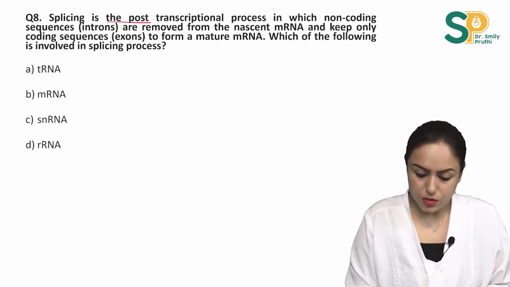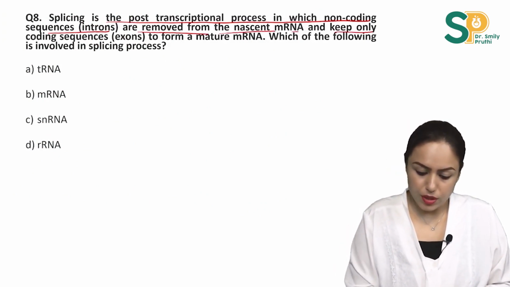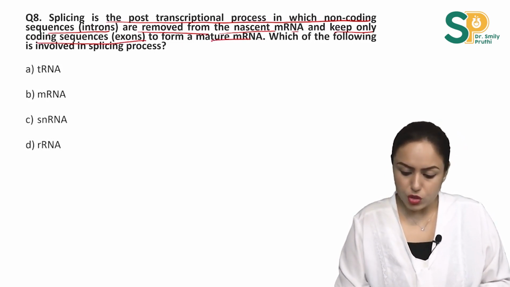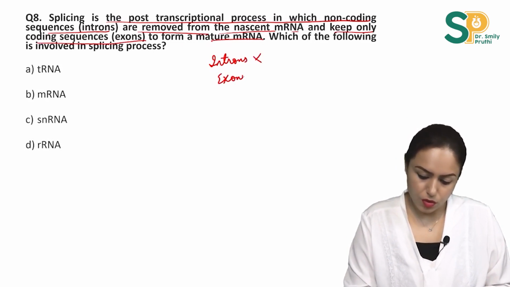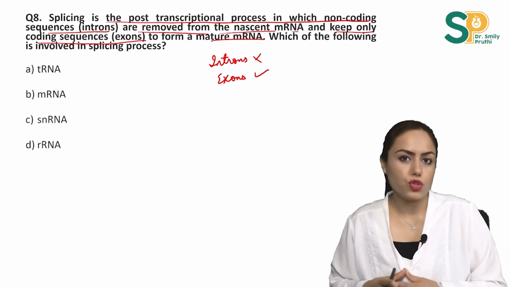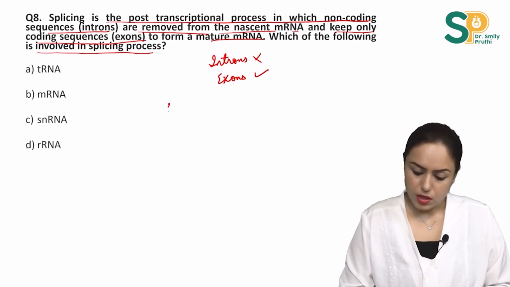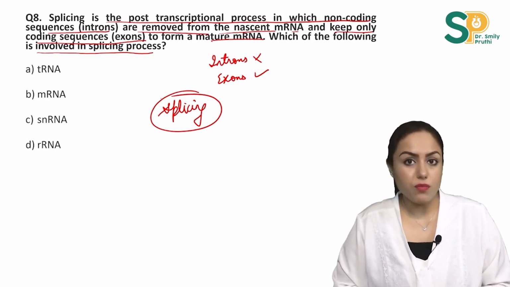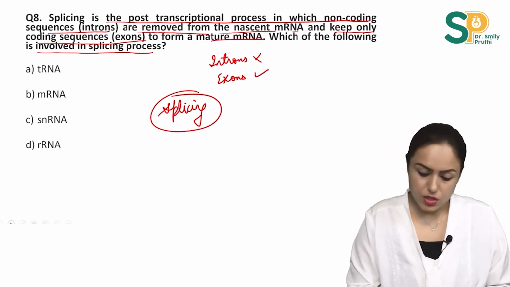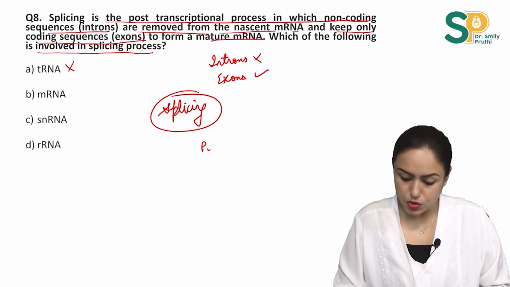Splicing. Splicing is a post-transcriptional process in which non-coding sequences are removed from nascent mRNA and only the coding sequences, exons, are kept to form a mature mRNA, right? Yes, introns are removed, and exons are used in the formation of protein, right? Which of the following is involved in the splicing process? In the splicing process, when we have to remove the introns, which of the following is involved here? So let's see the options. tRNA, no, tRNA is used in translation, and this is a post-transcriptional modification.